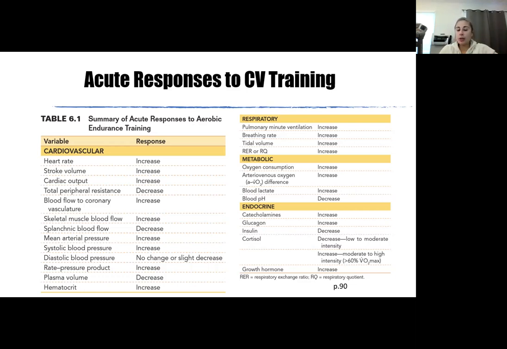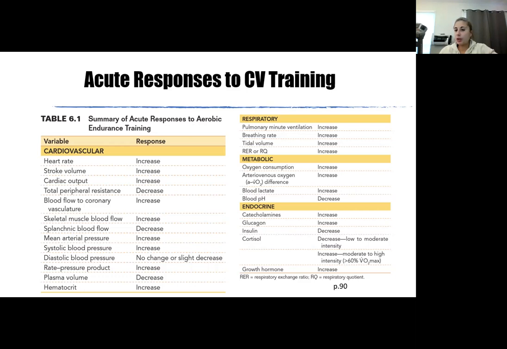We see an increase in glucagon. Glucagon, what's the role of glucagon? It's to break down glycogen to glucose. We need to do that during exercise. What does insulin do? It does the opposite. It stores glucose in the form of glycogen. Well, why would we want to store glucose during exercise? So we don't really need an insulin increase during exercise, right? It actually decreases.